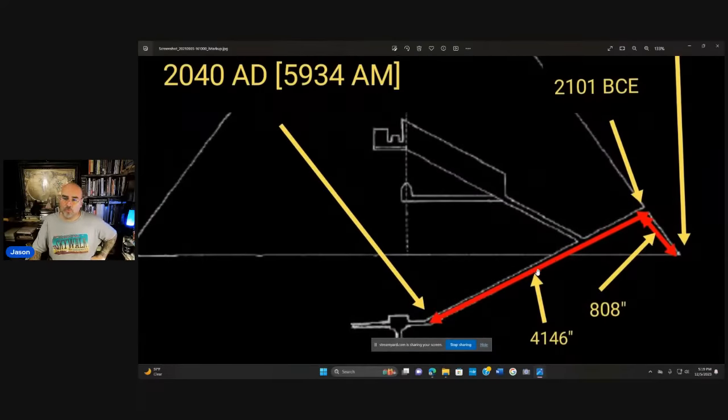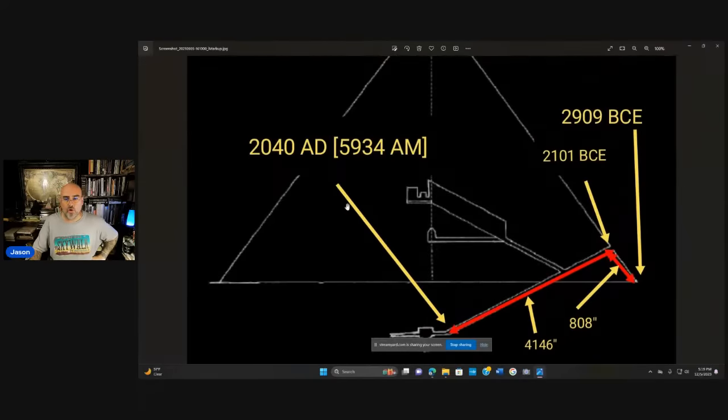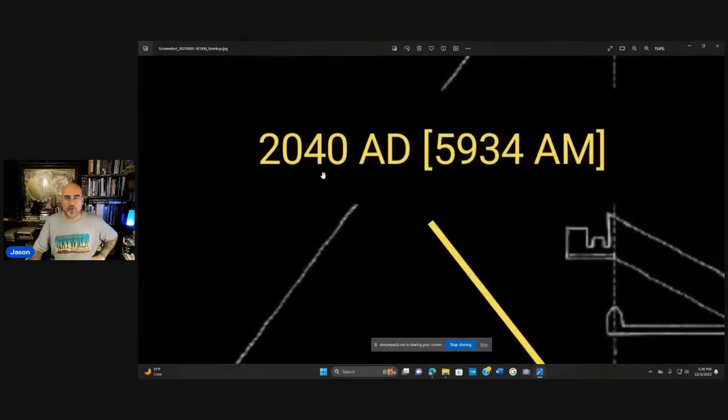the full length of the subterranean chamber from the perimeter of the pyramid right here is 4,146 inches to the passage axis conjunct right here, which this arrow shows. Adding all that together is 5934 AM. It's a totally different way of seeing the same thing. 5934 Annus Mundi is our year 2040.